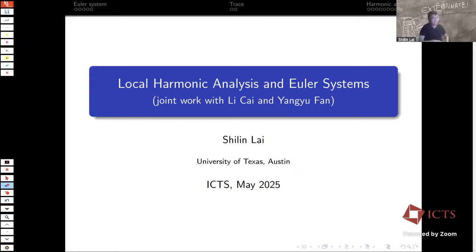Okay, today I will talk about some new approaches towards constructing test vectors in Euler systems. And this is all joint work with Cai Li and Fan Yu.